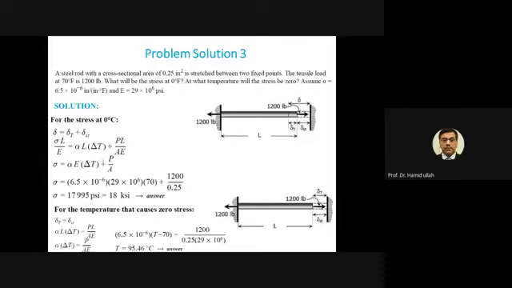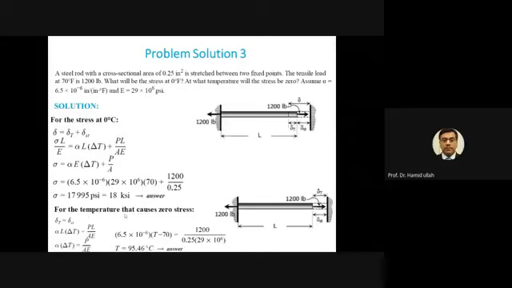Now again look into the data in the statement. Alpha is given, E is given, and delta T, because initial 70 degrees and final 0, will be how much? 70. Then P is given, how much? It is 12,000, and the cross-sectional area is also given, 0.25 square inch. So one equation, one unknown, and what is unknown? Stress, and this stress equals 18 kilo psi, the answer. So this is part 1.